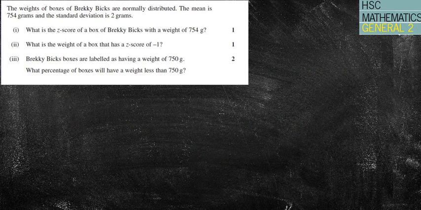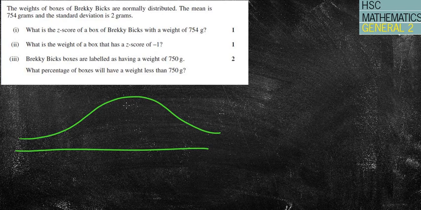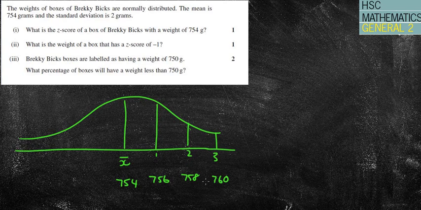Okay, next question. The weights of boxes of Brekkie Bix are normally distributed. This means that we have a nice bell curve with a mean of 754 grams and a standard deviation of 2 grams. So I'm going to go up to 1 standard deviation with 756, 2 standard deviations 758. Look, it's going up by 2, so I'm just going to do those ones there.